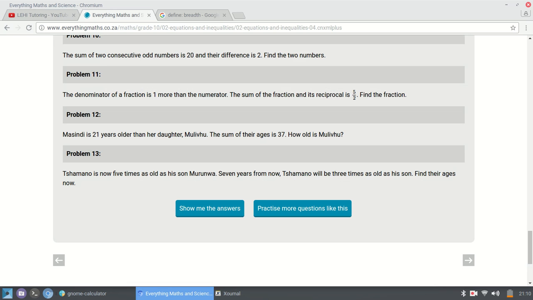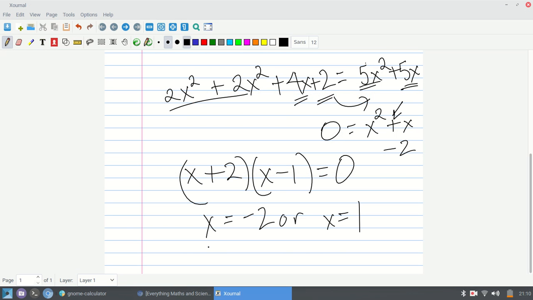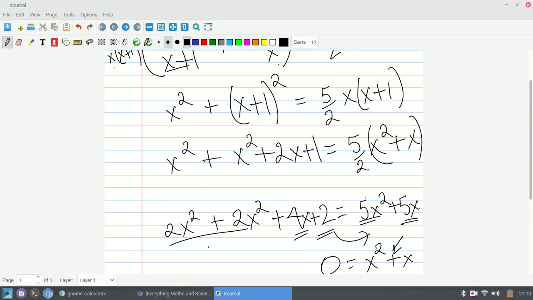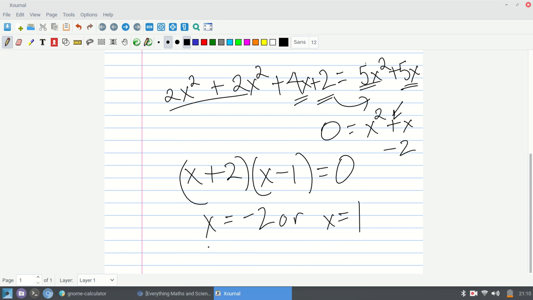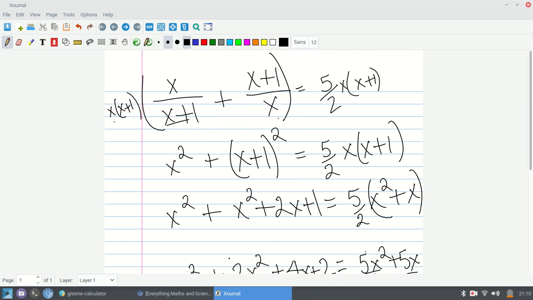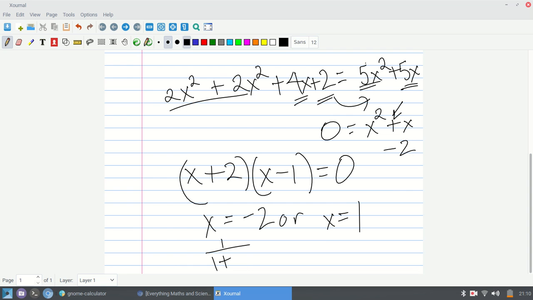What were the conditions for the problem? The denominator of a fraction is 1 more than the numerator. I'm assuming that the number has to be positive, right? And so if we assume that the number has to be positive, then it's going to be 1 over 1 plus, what is it, 1 plus 1? Yeah, x plus 1. So 1 over 1 plus 1, the fraction is a half. Okay.